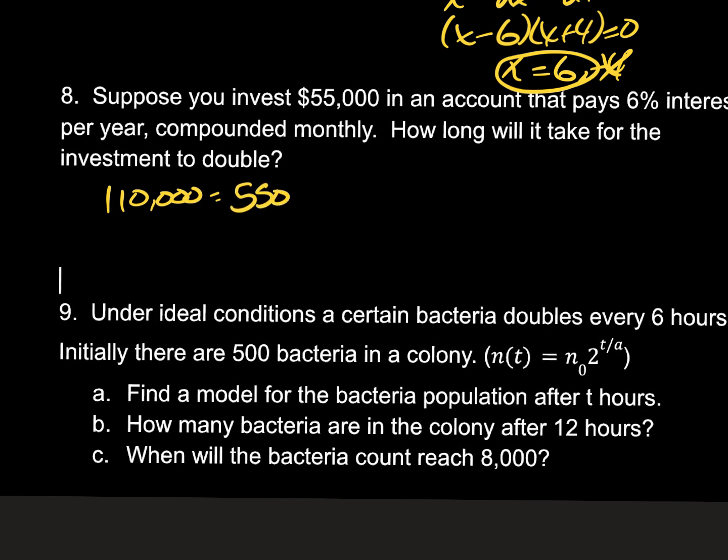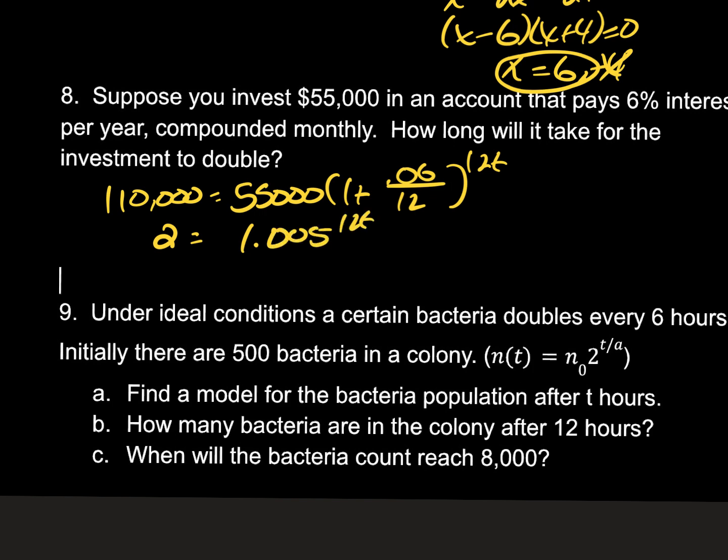Okay, beginning with 55,000, 1 plus r, which is 0.06 over n, which is 12. Remember, 12t power. It's asking me for how long it will take, so I'm looking for the time. First step there is divide by 55,000, which is going to be 2 over there. Also going to punch in exactly what that is inside my parentheses. And when I do that, I'm getting my parentheses alone is 1.005 to the 12t power.